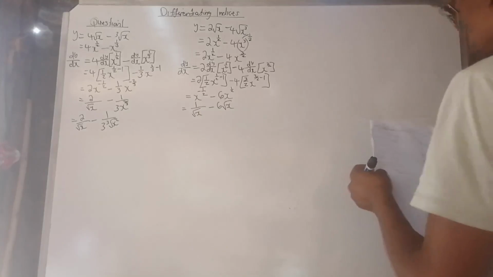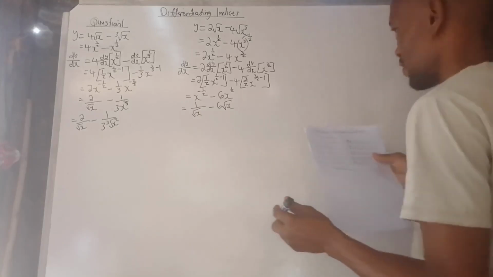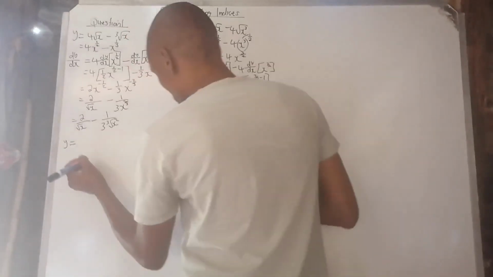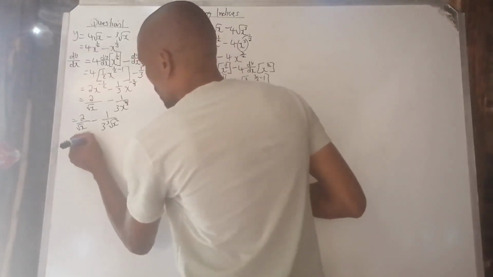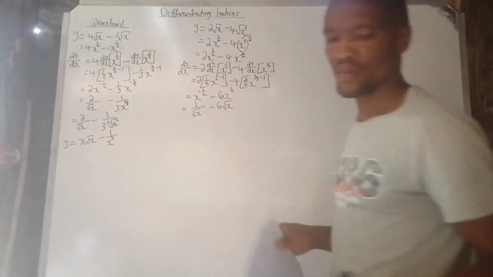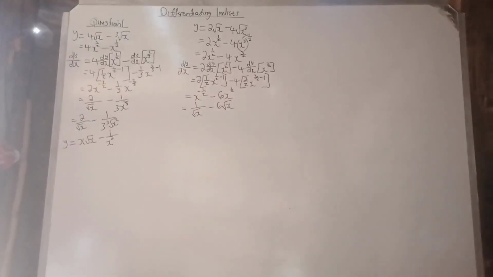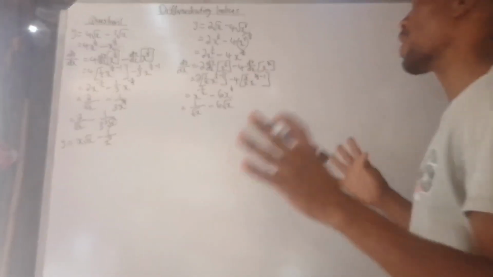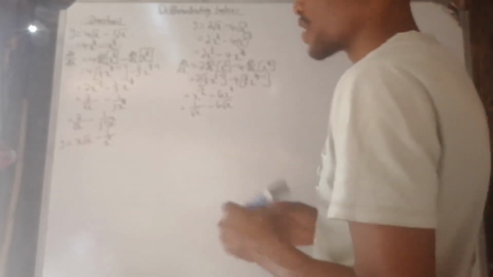Now in the third problem, this is what we have: y equals x root x minus 1 over x squared. These are the problems which were prepared for first year university students who study mathematics, just to remind them of what they have dealt with in grade 12. So how do we differentiate this? y equals x root x minus 1 over x squared.